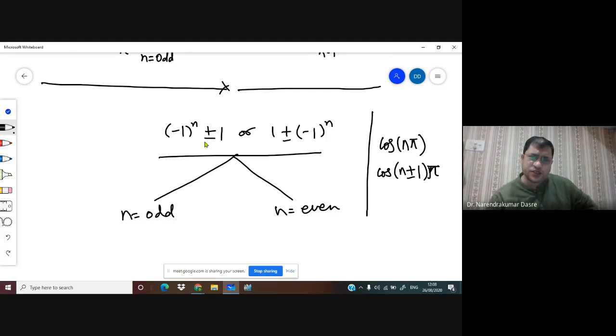So when you will have this kind of terms, it may be minus 1 raised to n plus 1, minus 1 raised to n minus 1, or 1 plus minus 1 raised to n, or 1 minus minus 1 raised to n, then you have to check what happens if n is even and what happens if n is odd. Because if you write this as it is, then there will be both the terms, existing and non-existing. So what we do is we care about only the existing terms. We do not care about the terms which do not exist. So is that clear, Gaurav? Yes, sir. Thank you. Okay, that's good.